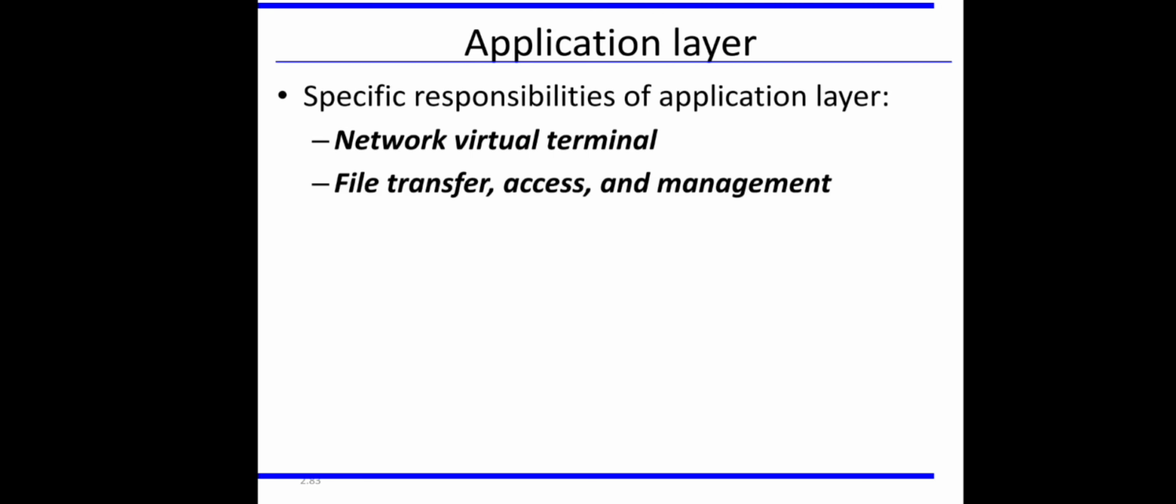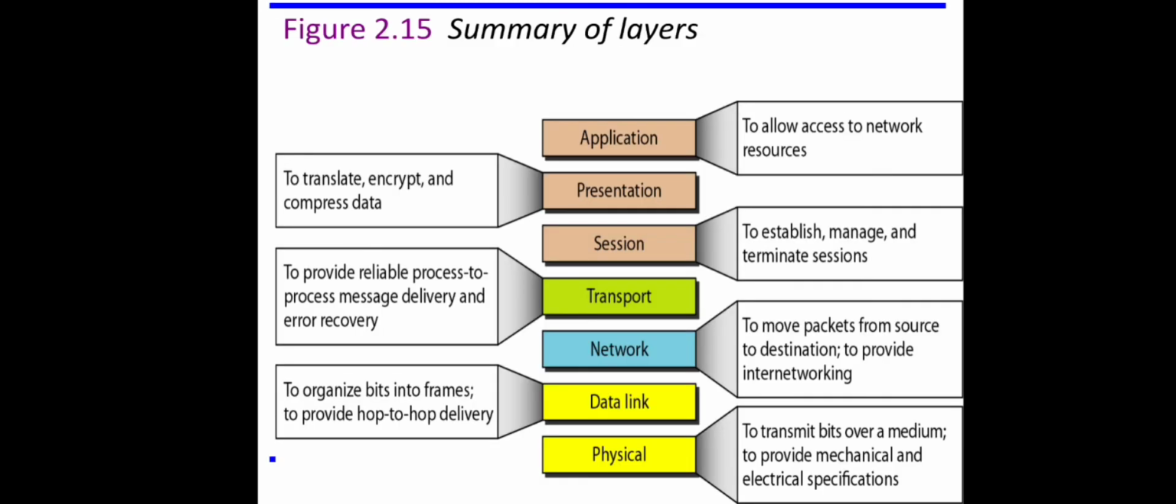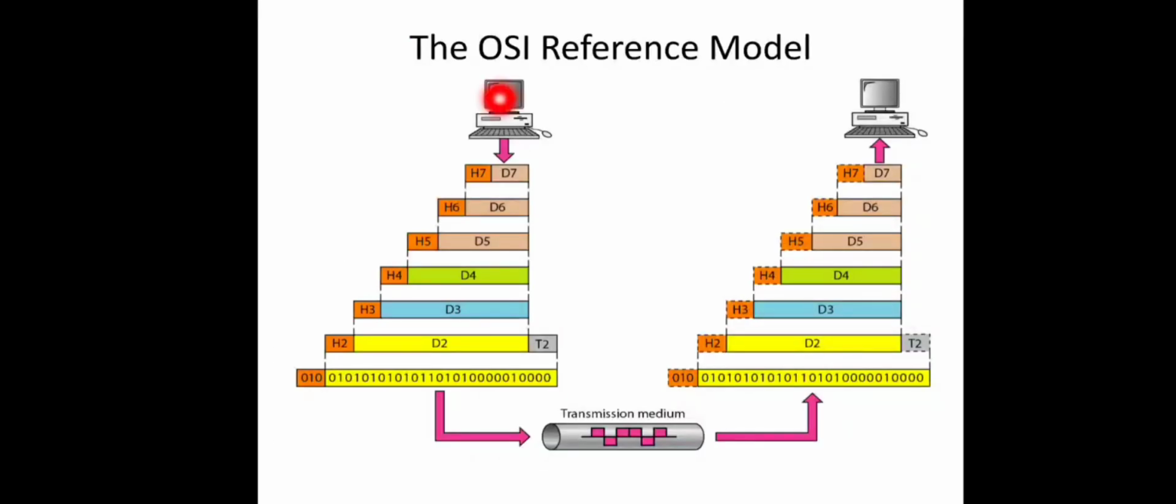The specific responsibilities of the application layer are network virtual terminal: a remote machine can be accessed over a local machine using this network virtual terminal. Then file transfer, access and management can be done. Mail services can be done. Directory services can be done. So as a summary, the user interacts with the sending machine over the corresponding service required. Depending on the application to be interacted with, the corresponding interface will be active in the application layer.